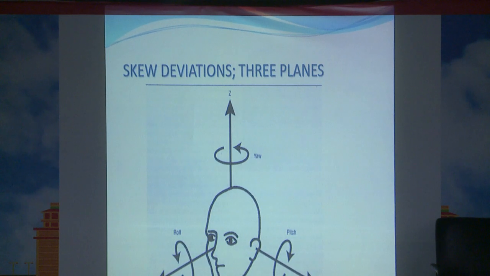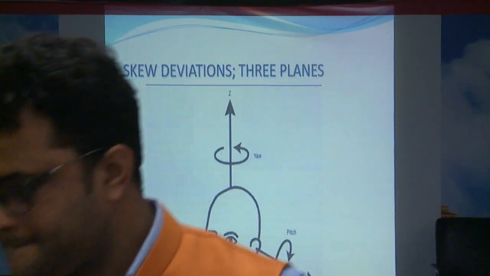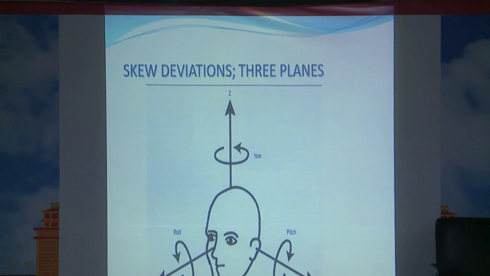So these are in the pitch plane. What we call the interaural axis is the pitch plane. Then you have the yaw plane, which is going to cause torsion. So an ocular tilt reaction in the roll plane, a laterally alternating skew in the pitch plane, and a torsional deviation in the yaw plane. So in these three axes you can have these movements.